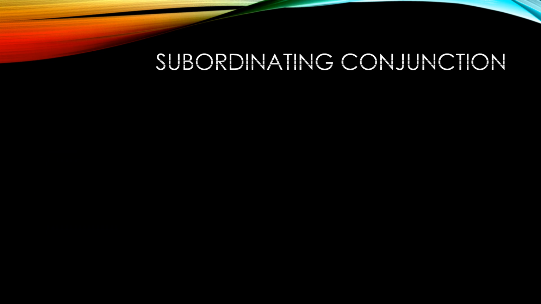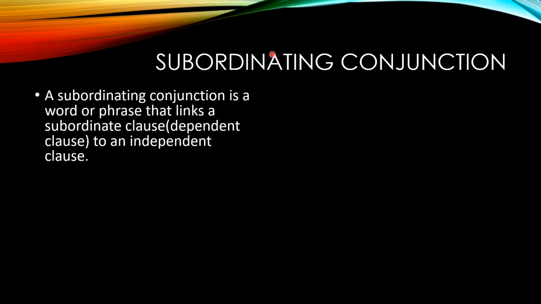So let's talk about the next type of conjunction, which is subordinating conjunction. So what is a subordinating conjunction? A subordinating conjunction is a word or phrase that links a subordinate clause, which is also known as a dependent clause, to an independent clause.